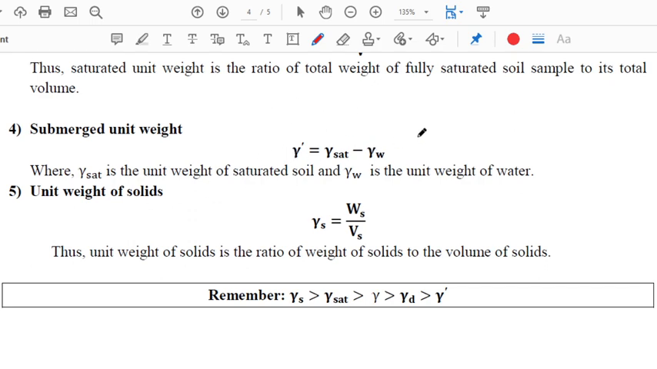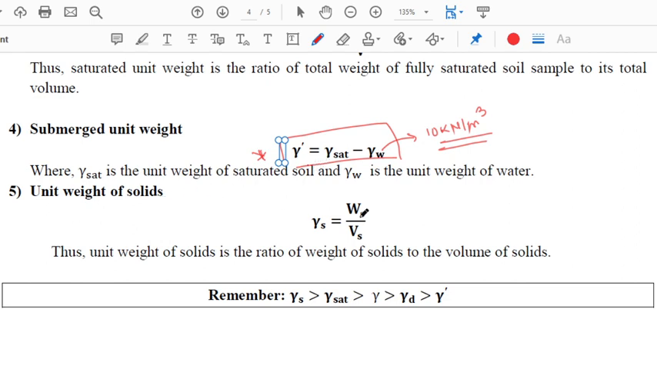How to find out the submerged unit weight? Remember, from the saturated portion, if we subtract gamma W, which is the unit weight of water, which I already told is 10 kilonewton per meter cube, I discussed earlier, from the gamma sat, we will get what is called gamma sub, or we can say the submerged unit weight.